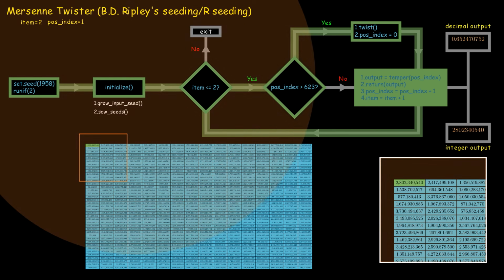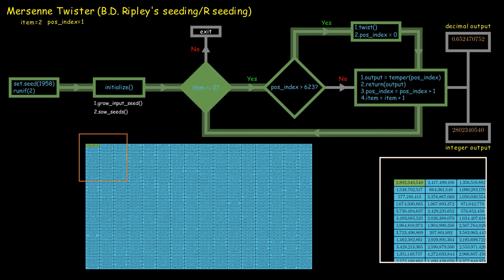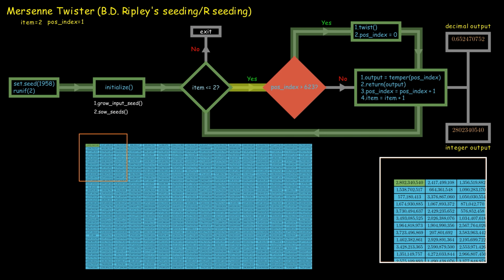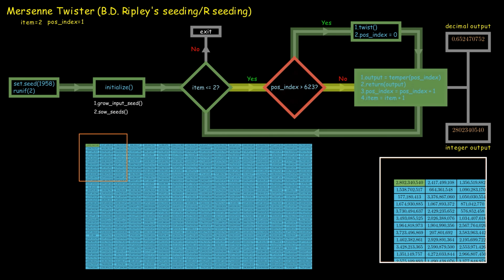With item equaling 2, the condition is met. POS index equaling 1, the condition is not met, so we take the lower branch, and we're ready to temper another number. This time we'll temper the number with an index of 1, which is the second number in the grid. When we're done, we return the integer output and a corresponding output in the unit interval.